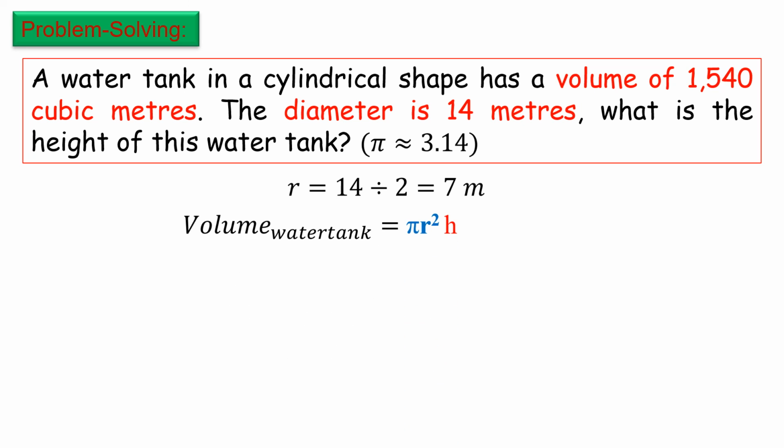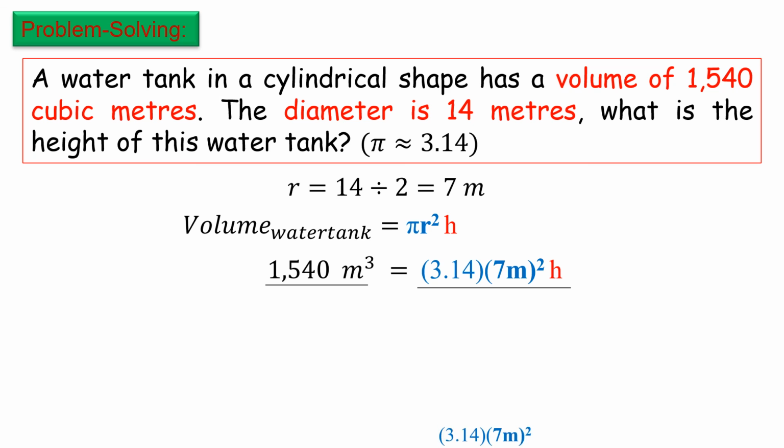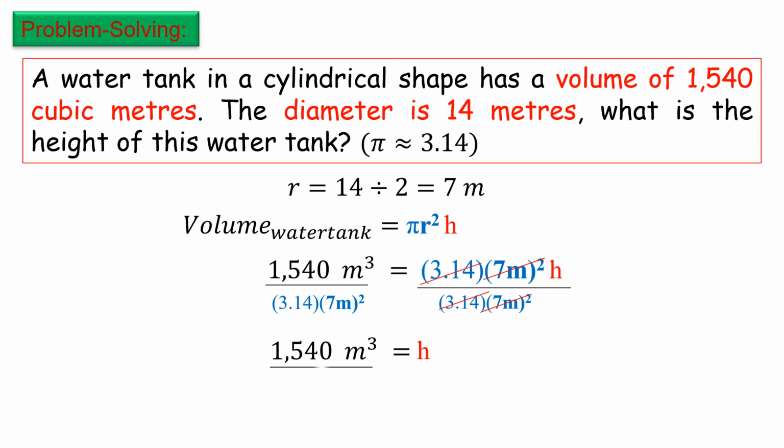And then the volume of the water tank equals pi r squared h. Since the volume of the water tank is given in the problem, all we need to do is substitute it. So 1,540 cubic meters equals the value of your pi, 3.14, times 7 meters squared, times your height. To solve for your height, all we need to do is divide both sides by 3.14 times 7 meters squared, so that we can cancel. So height equals 1,540 cubic meters over 3.14 times 49 square meters. Where did I get 49? It is 7 squared. And from here, h is equal to 10.01 meters.